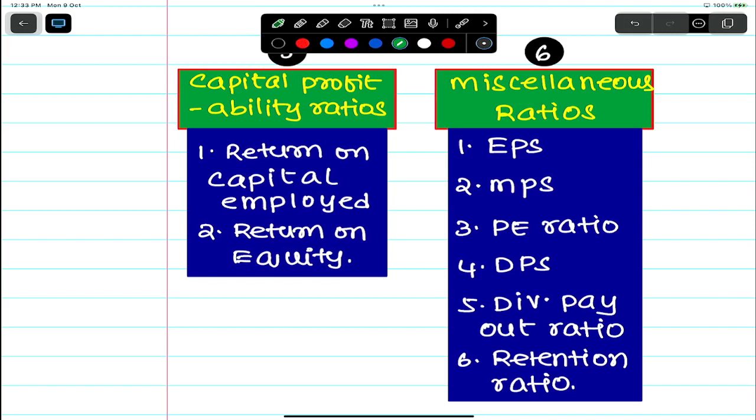EPS means earnings per share. MPS means market price per share. PE ratio, price earnings ratio. DPS, dividend per share. Dividend payout ratio, retention ratio. Second one, MPS, market price per share. PE ratio means price earnings ratio: P means price, E means earnings. DPS means dividend per share. EPS, earnings per share; DPS, dividend per share.